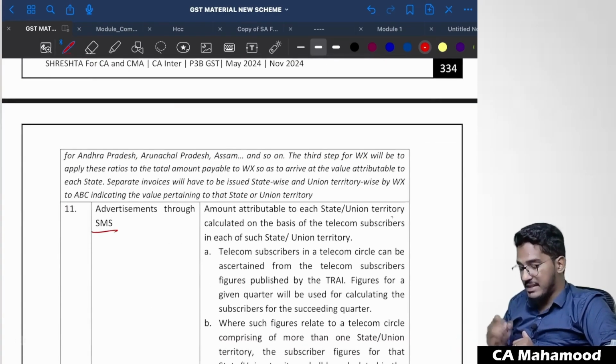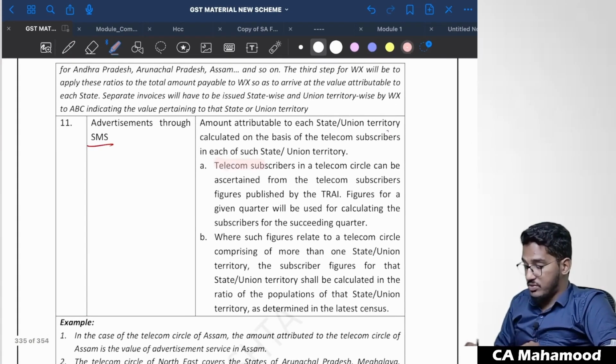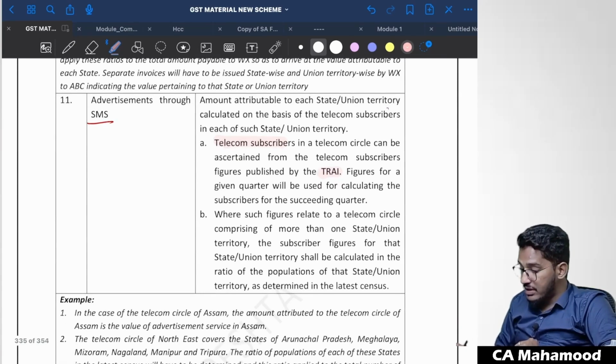Next, advertisement through SMS. In case the advertisement is happening through SMS, then we have to divide the value on the basis of telecom subscribers, which also you will get from TRAI. Sir, which figures I have to use? Figures for a given quarter will be used for calculating the subscribers for succeeding quarter.